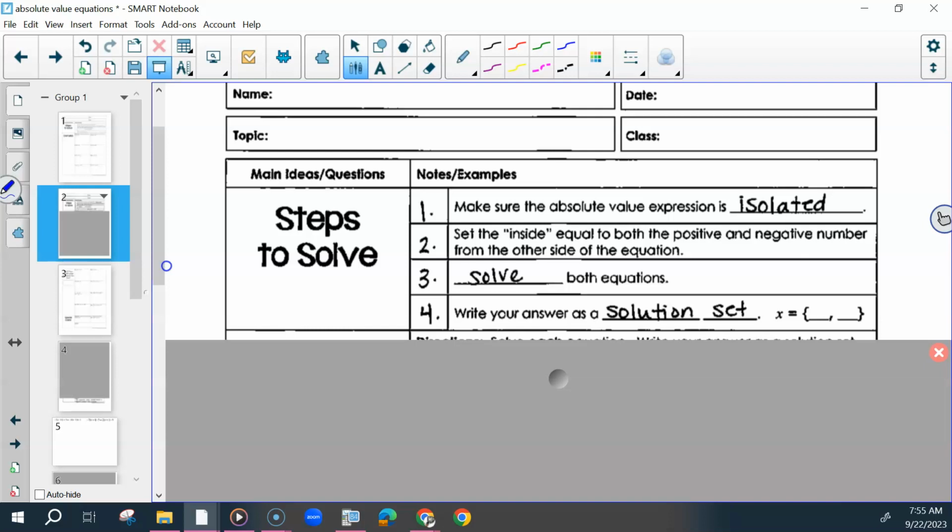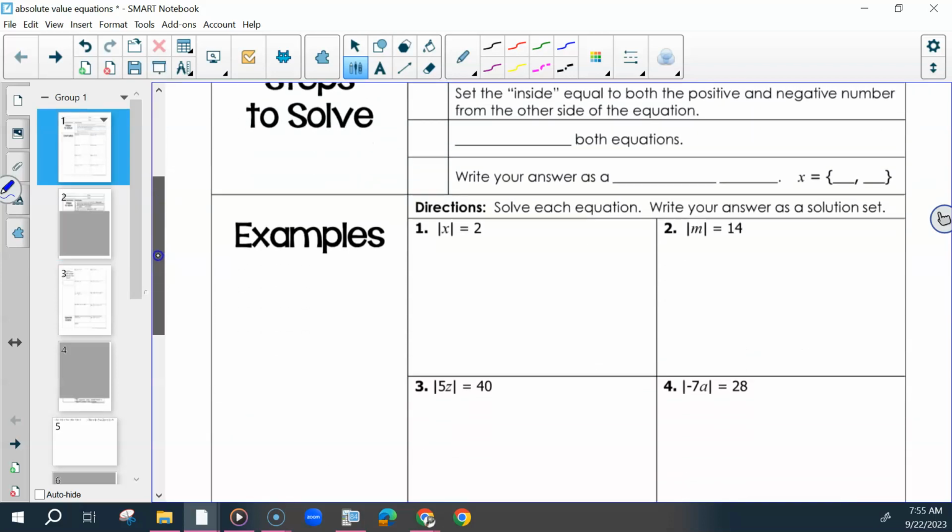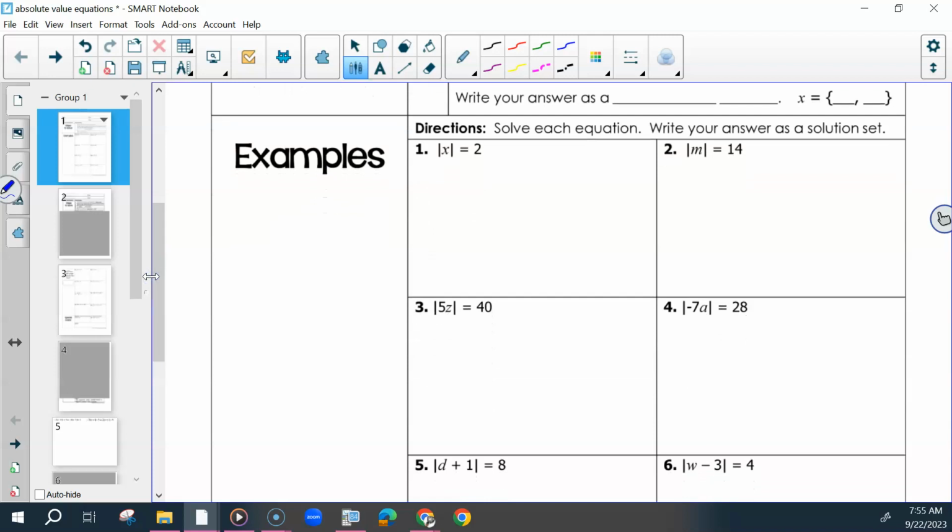Absolute value is calculator, so make sure you are practicing with your calculator. Right. Anyone still need these steps? Some of these are going to be simple, and then they will get harder as we progress.